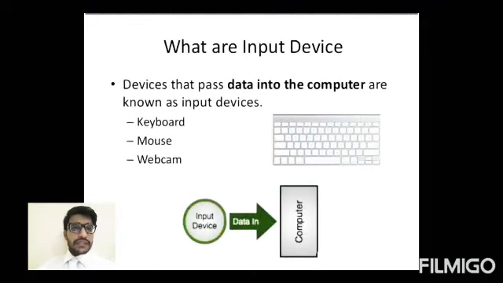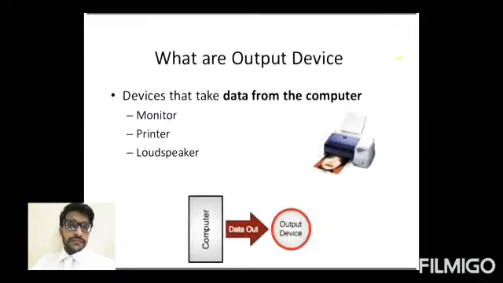What is an input device? An input device enters data into the computer, such as a keyboard, mouse, or webcam. What is an output device? Output devices take the form of a computer monitor, printer, and speaker.